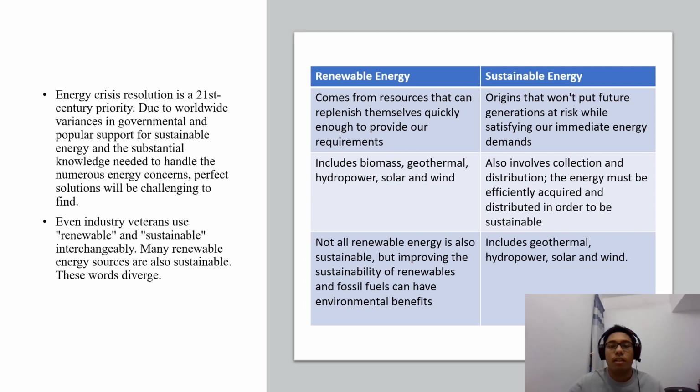Here we can see there are differences between renewable energy and sustainable energy. Renewable energy comes from resources that can replenish themselves quickly enough to provide our requirements, and includes biomass, geothermal, hydropower, solar and wind. Not all renewable energy is sustainable, but improving the sustainability of renewable and fossil fuel energy can have environmental benefits. Sustainable energy has an origin that won't put future generations at risk while satisfying our immediate energy demand, and includes geothermal, hydropower, solar and wind.